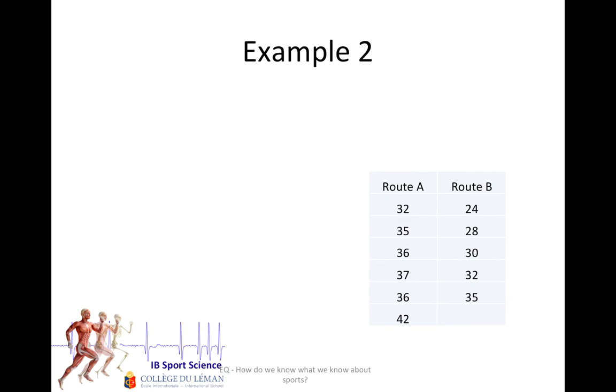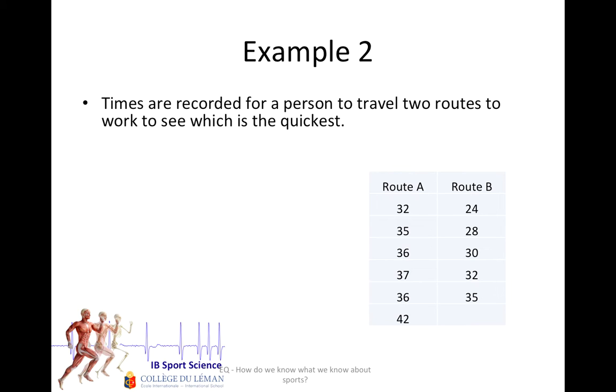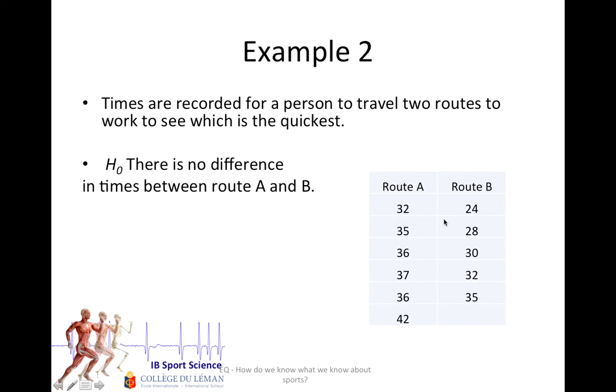Let's look at another example now. So times are recorded for a person to travel 2 routes to work. And we want to find out which one is the quickest and see if there is a significant difference between the 2 routes. So this person travels route A or route B. Now, this is going to be unpaired data because the same person is traveling route A as traveling route B. So we can rearrange this order of route B, and it doesn't have any impact on our results. In fact, if you look at it, we've actually got 1 fewer measurement for route B than we have route A. Now that's perfectly okay, we can do that.